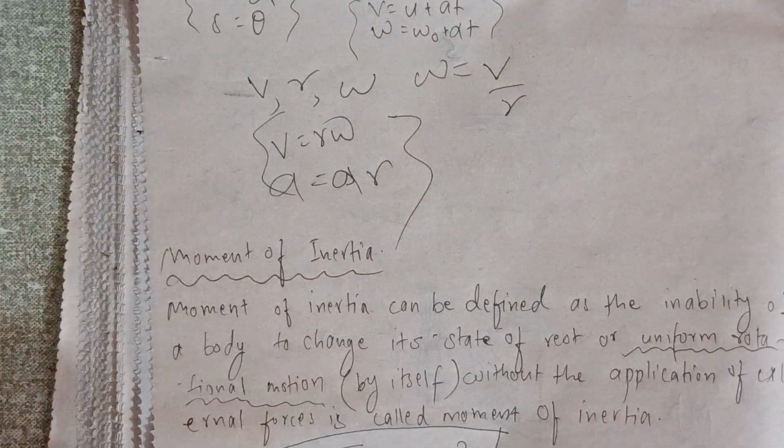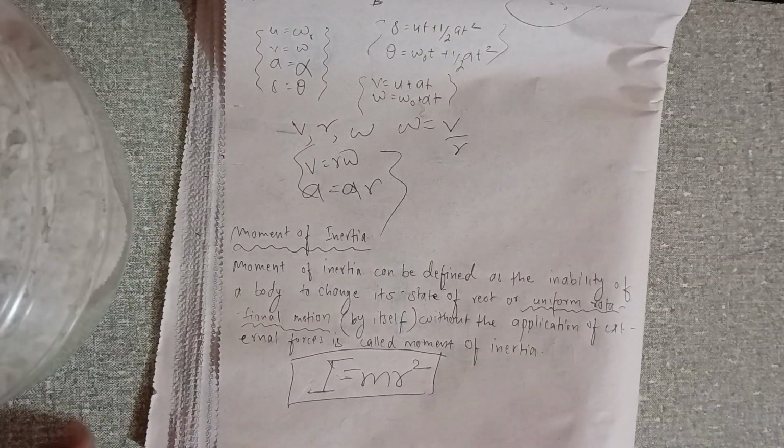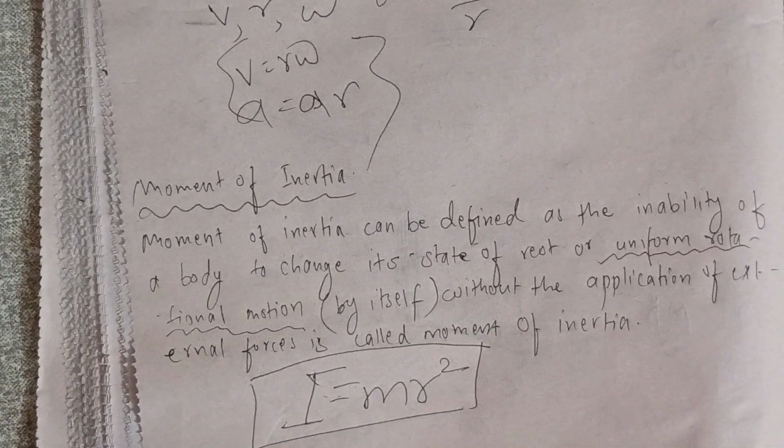It is mathematically given as I equals mr squared, and that's all you need to remember. You get it, right? I equals mr squared. That's all you need to know from this.